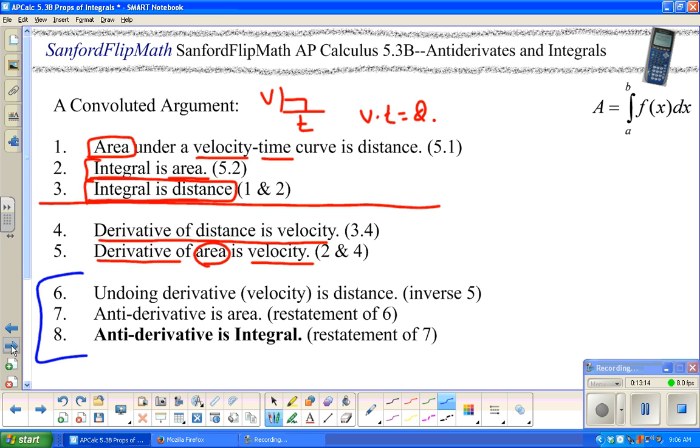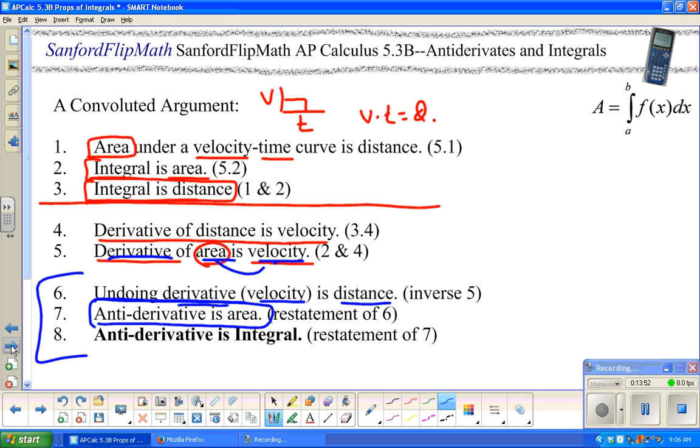So if the derivative of area is velocity, then when I undo the derivative of velocity, I get area. Undo the derivative. If I undo the derivative of area, I should get back to distance. So undoing the derivative of velocity, undoing the derivative is distance, then antiderivative ends up being area. Now see, I've talked myself out of it. I'm almost confusing myself. You need to go through this again.